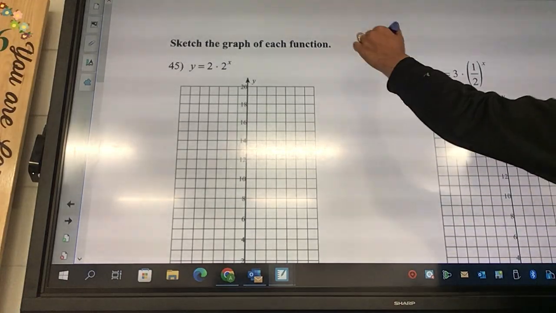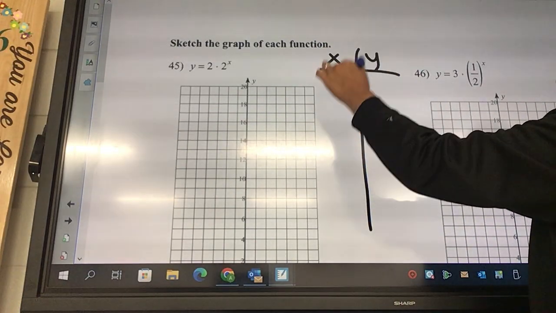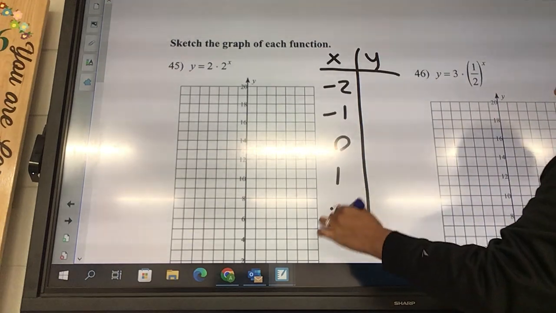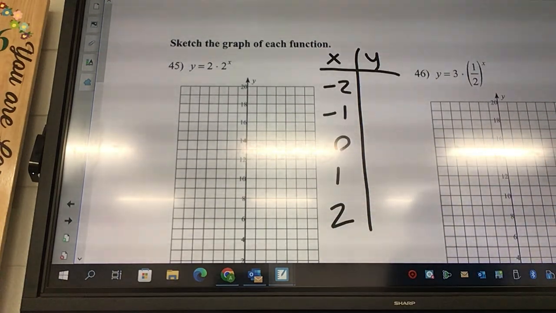Going to be on our chart: -2, -1, 0, 1, and 2. And get to type in. So you're going to say 2 times 2 to the, and fill them in.